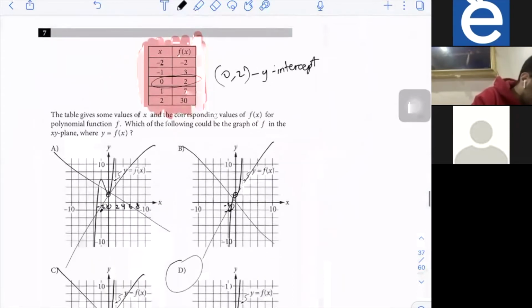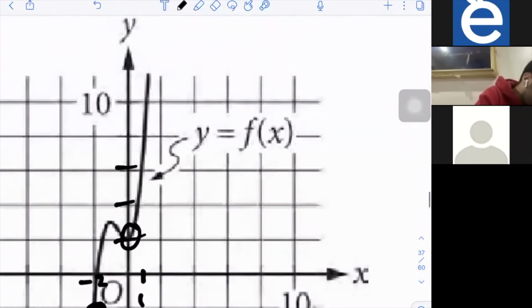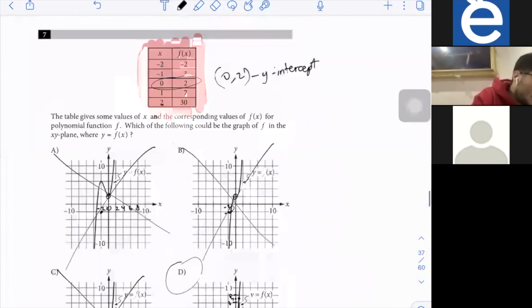You're going to try 1 and 7. 1 is right here, and they go to 7. It's hard to see because it's going by 2s. So it'd be 2, 4, 6, 8. 7 is right here, so it matches right here. So this would be 7 in between 6 and 8. So it does match with the table, and so that is our answer, choice D.